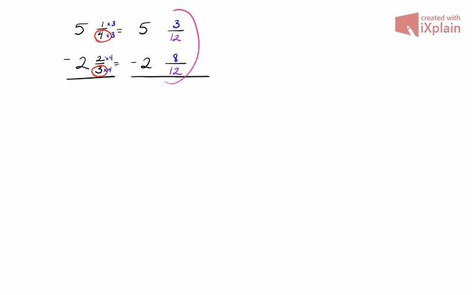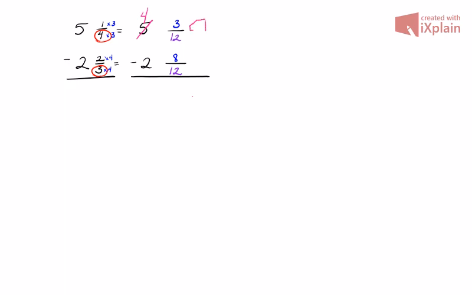Okay? So I run into an issue, though. Note here, I have 3 twelfths minus 8 twelfths. I can't take 8 out of 3. So I'm going to have to regroup, or in other words, borrow. Here's what this is going to look like. I'm going to borrow a 1. And so I'm going to put my 4 here, and I'm just going to carry my 1 over here.